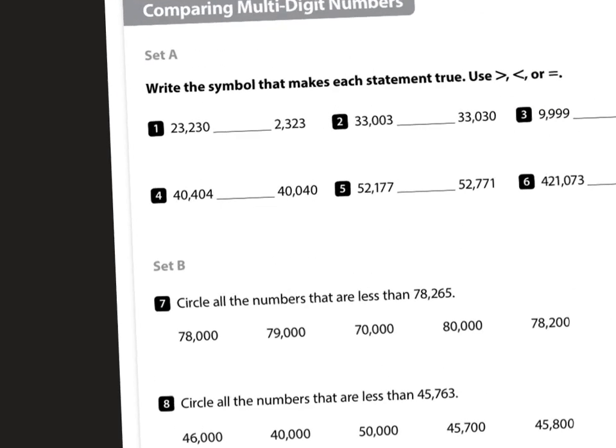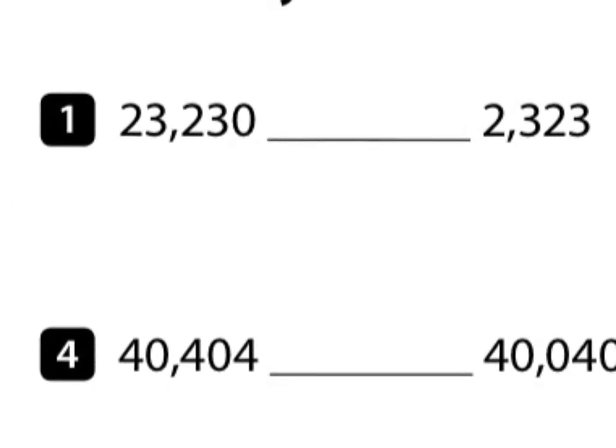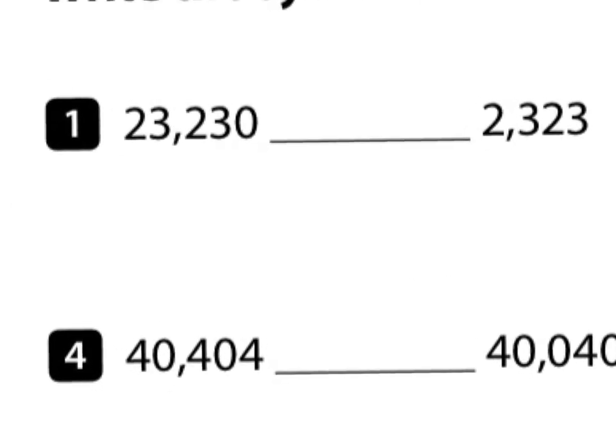All right, so let's look at number 1. And remember, the easiest way to compare numbers is to stack those numbers on top of each other. So we're comparing 23,230 to 2,323. To save a little time here, I'm just going to go ahead and copy this number, and we will put this number and line up our places. Now we can see that our ones places are lined up, our tens, our hundreds, and our thousands.